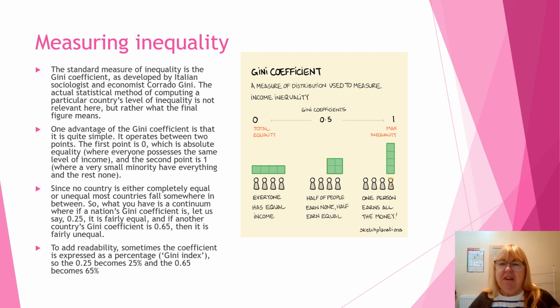If you're interested in that, just look up the Gini coefficient, but they can get quite complicated with all the equations that they do, but that's really the basis of it. So a very unequal country will be at 0.5 and above. A more equal country will be below 0.5.